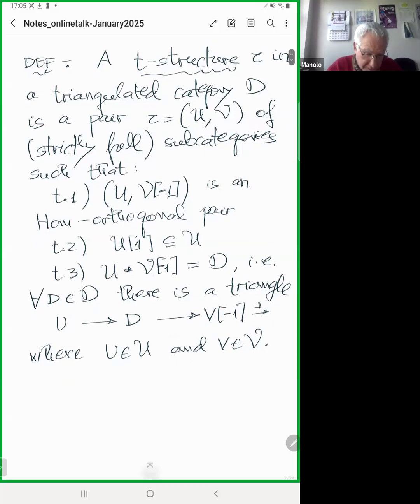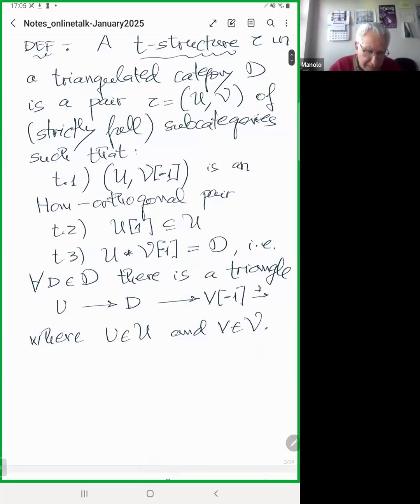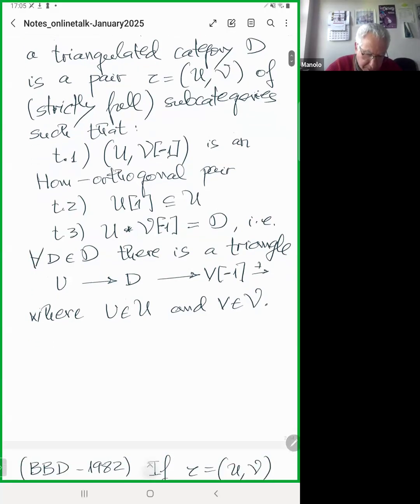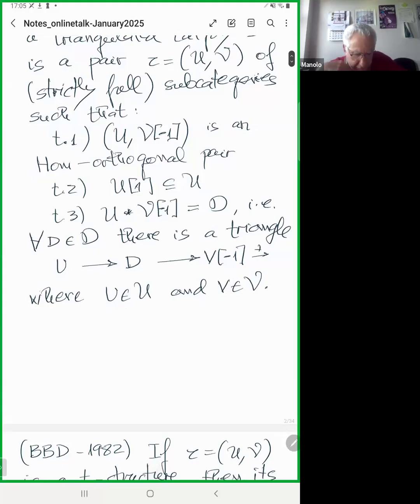The second condition is that if you apply the suspension functor to the left part, that is usually called the aisle, so U is called the aisle and V is the coaisle of the t-structure, then you are inside the aisle. On the other hand, the third condition says that any object in the ambient category is in the center of a triangle where the left vertex is in U and the right vertex is in the coaisle shifted by -1.